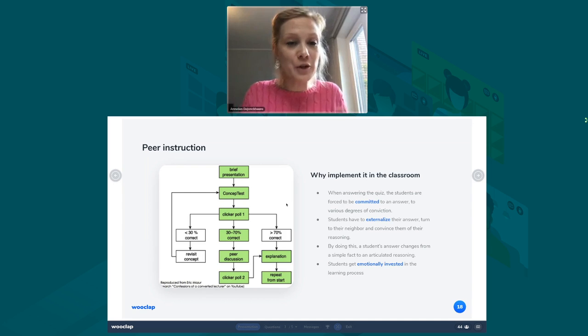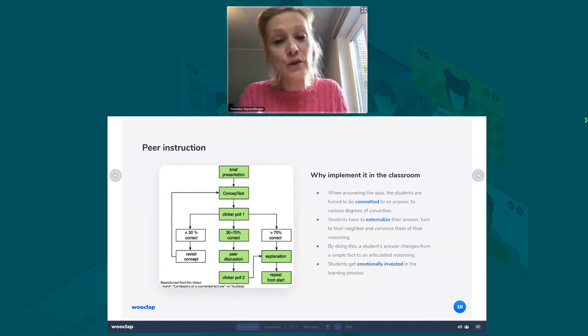So after peer discussions and after the same question is asked once again, it's usually where the magic happens, guys. Results show that both the percentage of correct answers and the confidence of students increase. So the teacher can safely move on to the next topic. So what about the people that didn't get it right the first or the second time? If they still have uncertainties, this system will give them a red flag. So they will have more elements on how to prioritize their study before the exam.